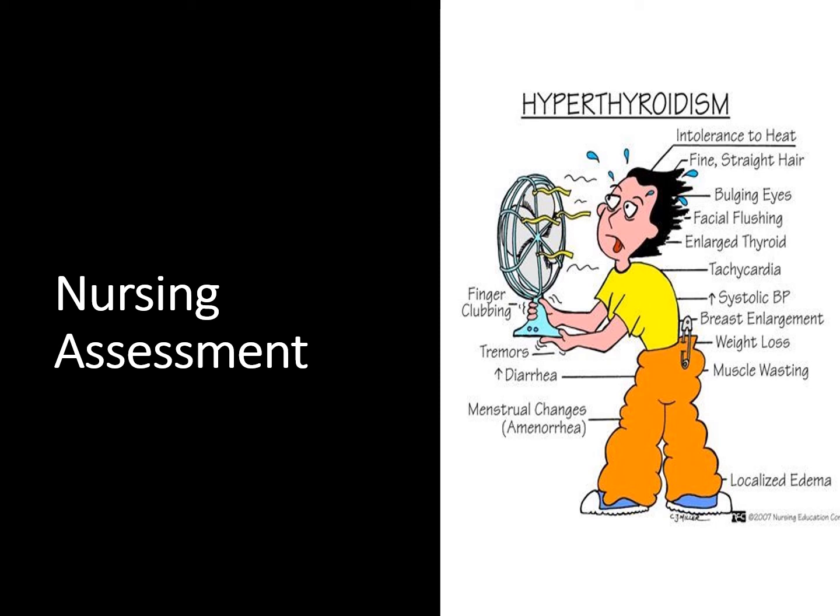So they'll get an intolerance to heat, fine straight hair, bulging eyes, facial flushing, enlarged thyroid. Tachycardia, so remember in hypothyroidism it was bradycardia. In hyperthyroidism, tachycardia. Increased systolic blood pressure, breast enlargement, weight loss, muscle wasting, localized edema. They may have finger clubbing, they may have tremors, they have diarrhea, and menstrual changes.